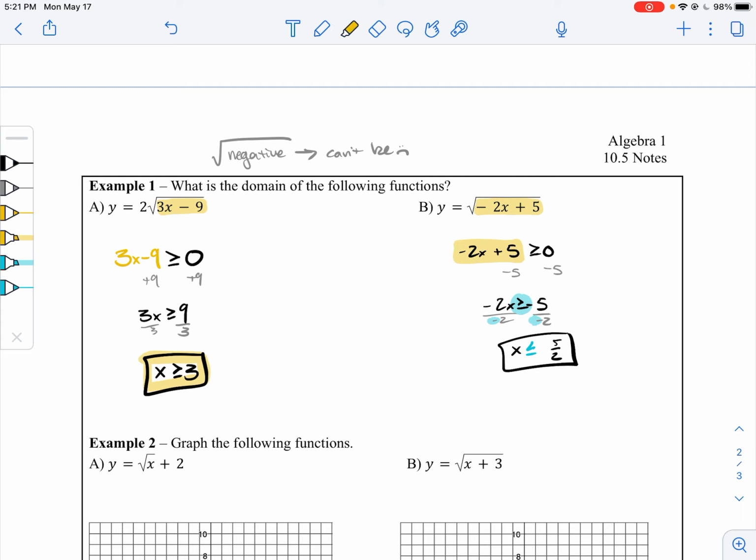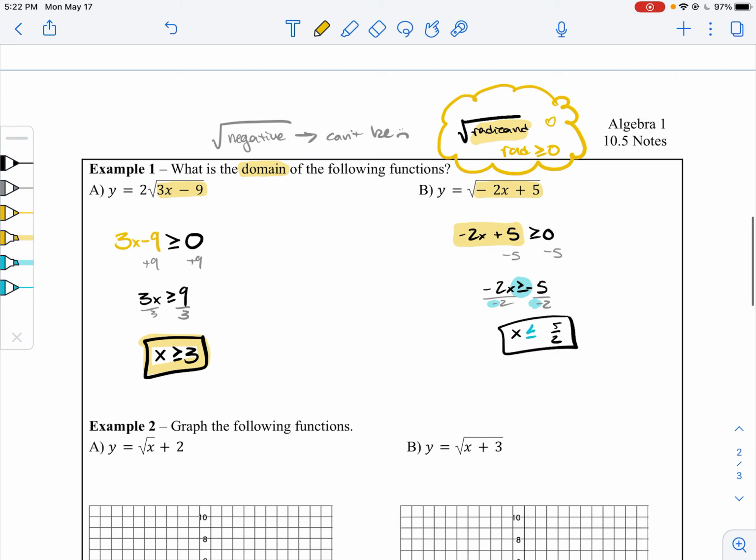Okay, in order to find the domain, your radicand must be positive. So take your radicand, figure it out, and the radicand needs to be greater than or equal to 0. That's a heart. Okay, sweet.